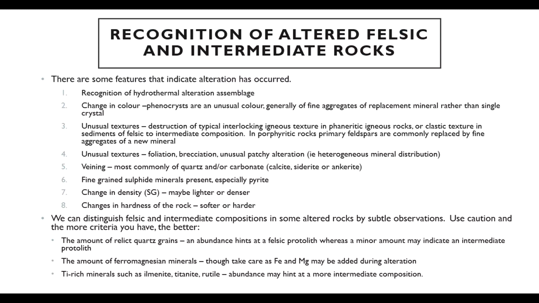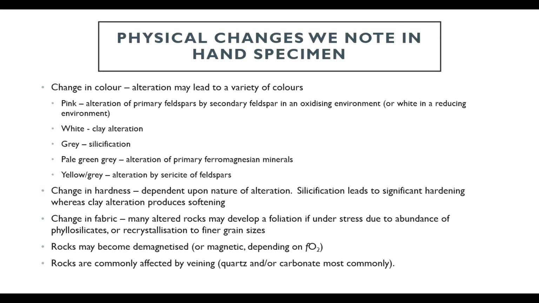For more felsic rocks, the changes are a bit different. They're commonly pink or white, so they could be related to introduction of potassium, so we call it potassic alteration. If they're dominated by sericite or clays, we call it argillic alteration. But we can also get things like carbonate coming in. So the main thing to see is that there'll be a variability in colour.